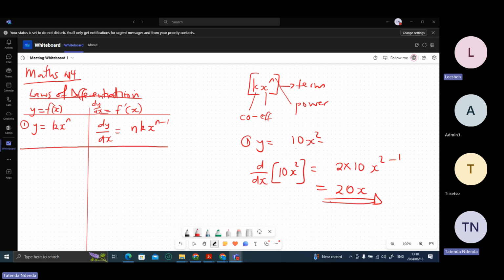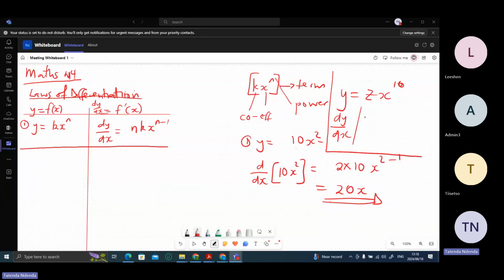Sure. Yes, Tatenda. Okay, so now let's do another equation whereby, let's say, for example, y is equal to zx to the power of 10. You still see that this is our z, right? So dy over dx, or sometimes d over dx of zx to the power of 10, will be equal to, the 10 is to multiply the z, so it's going to be 10 multiplied by z, then x to the 10 minus 1, which is going to give us something like 10z x to the power of 9. Okay.